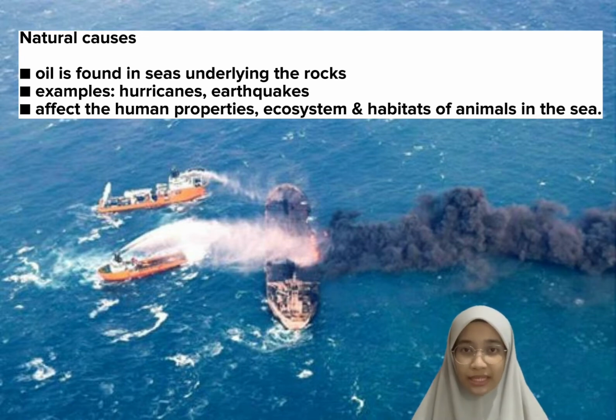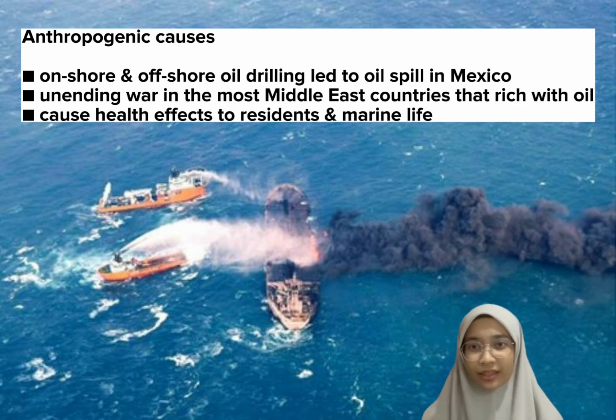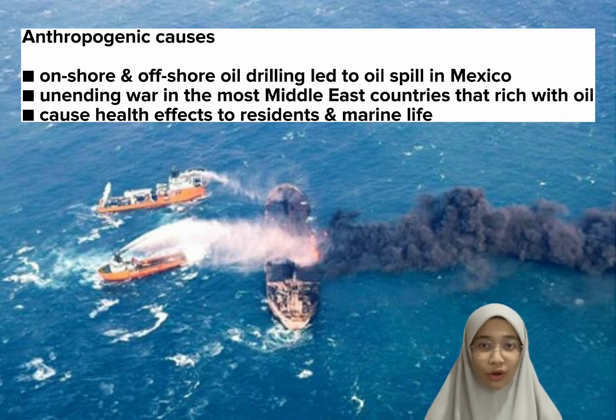The most commonly encountered anthropogenic sources are the following. First is oil drilling. Oil drilling is one of the causes of oil spills. Onshore and offshore oil drilling are some of the worst ways oil can find its way to the sea.